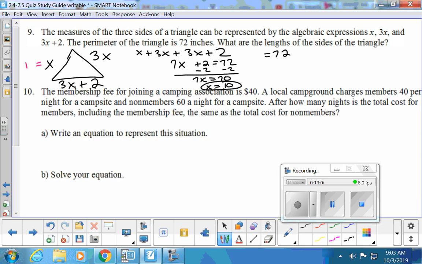Yeah, so like this side is 10, because it equals x. This side is 3 times 10. And this side is 3 times 10 plus 2. So that's what I would put on my answer blank. If this was a quiz and there was an answer blank, the side lengths are 10, 30, and 32. Those are the side lengths of the triangle. And those are in inches, inches, inches, inches. Okay?